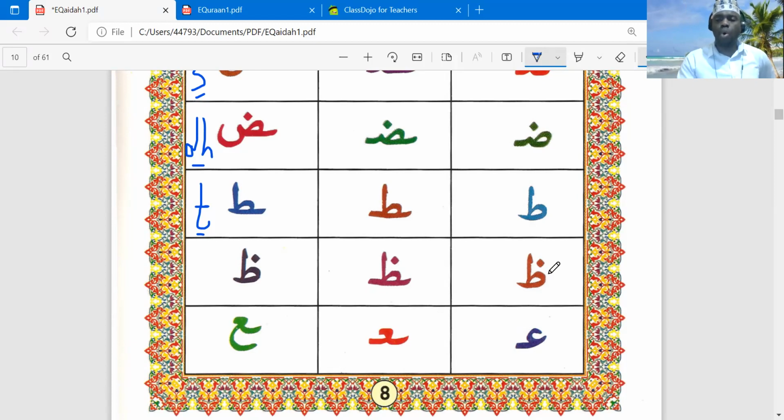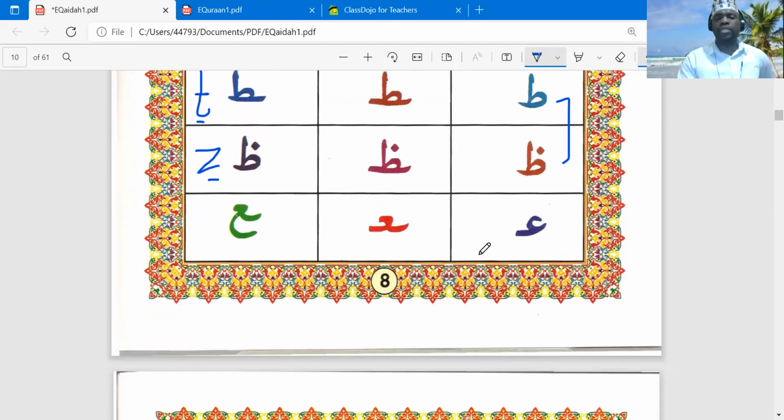Then za is a family of ta, but there's a dot there. What is the sound? It's like a zain, but it's quite different. We put a line under the za. Dad, ta, and za.